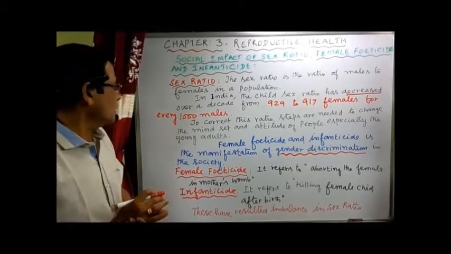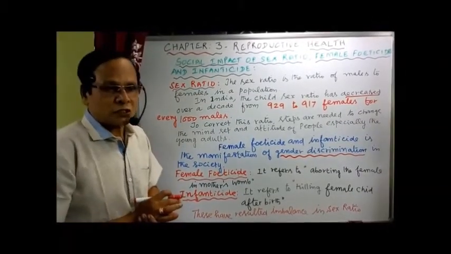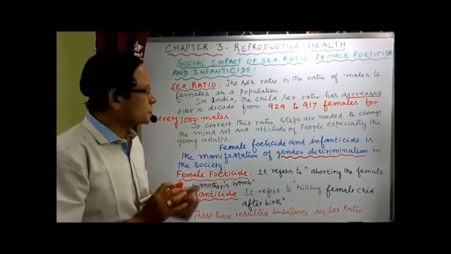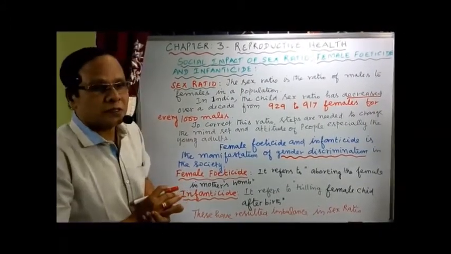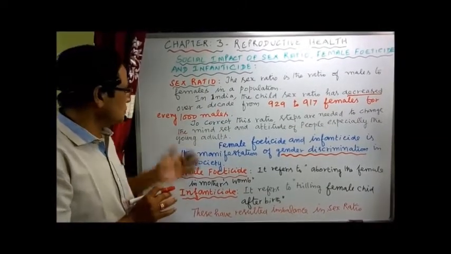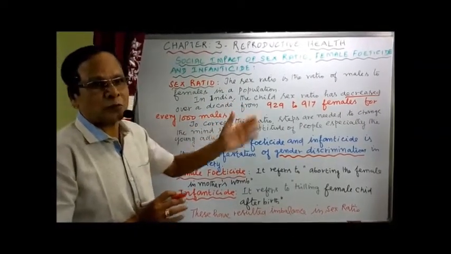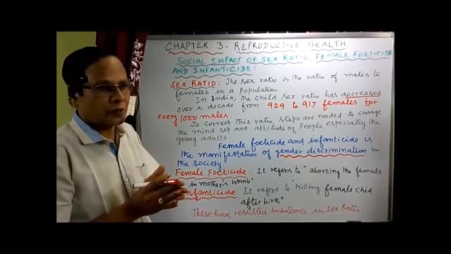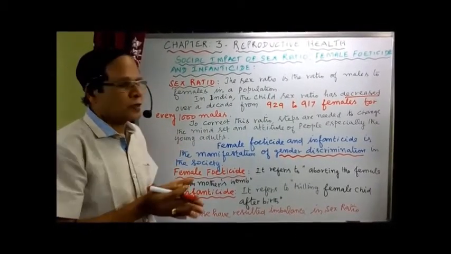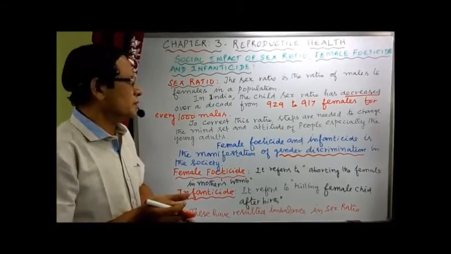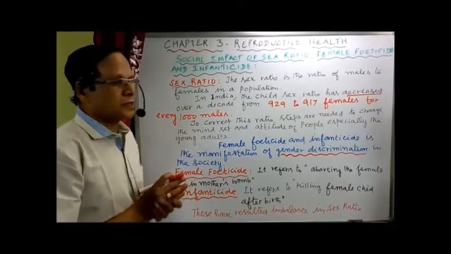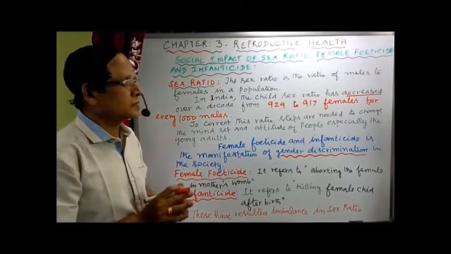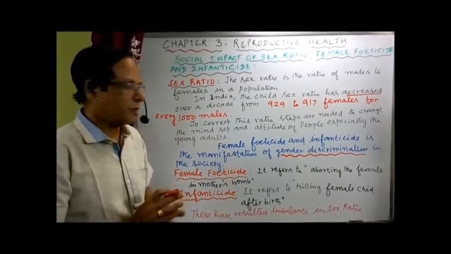Now to correct this sex ratio, what is to be done? Steps are needed. What for? To change the mindset and attitude of people. We have to change the mindset and attitude of people, the ill feelings they have about female children, especially in young adults. Only then can you correct this decreasing number of females.